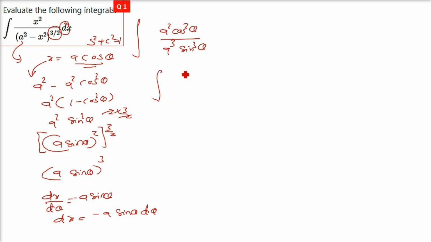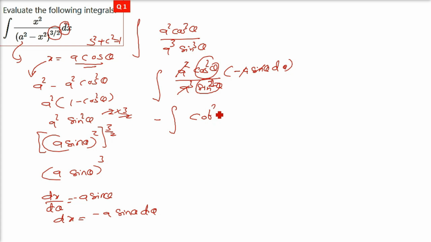So the integration of a square cos square theta by a cube sin cube theta was already there. The second term, the replacement of dx, we are going to write here: negative a sin theta d theta. Okay, let's do some cancellations now and find out whether we can get something which can be integrated. So we have cos square theta and sin theta. One sin theta you can just cancel out from the denominator. So we have cos square theta by sin square theta. That amounts to cot square theta. Cos by sin is cot and square is cot square. So minus integration of cot square theta has come.